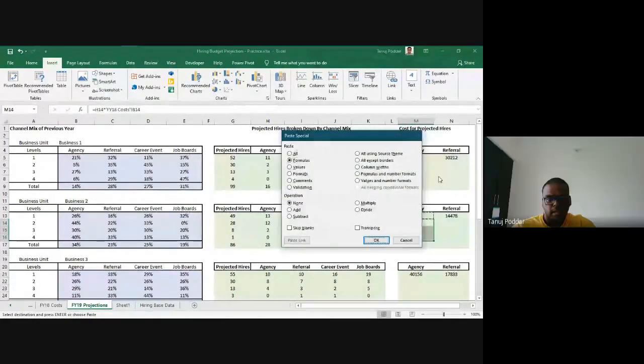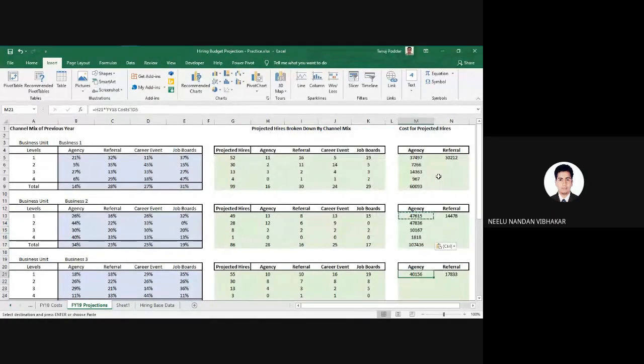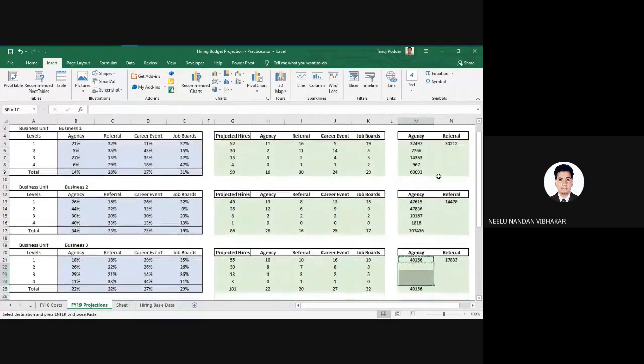Excuse me, sir. Currently the percentages that we are getting under each of the agency, referral, career event and job boards are based on the past data, yes. So my question is, do we have certain kind of logic going into what is the priority order in which we decide which channel we should use, or can there be any optimization algorithm on the past data which can help us decide what is the priority or what is the quota against each of them that we are going to select?